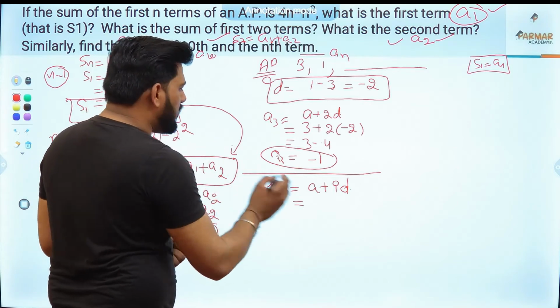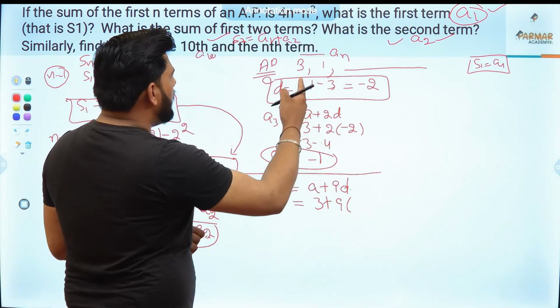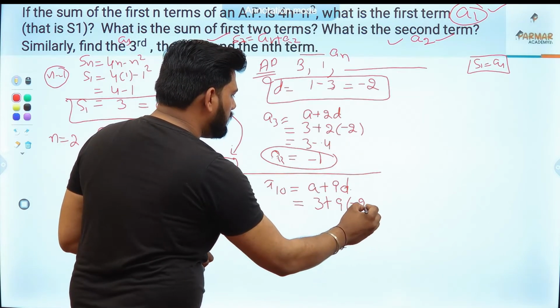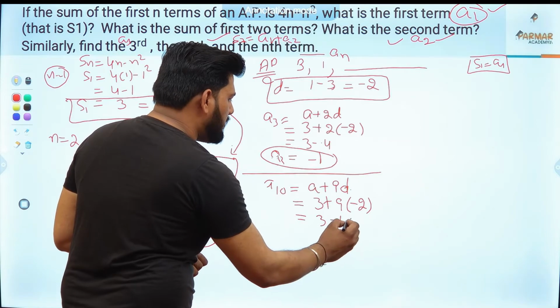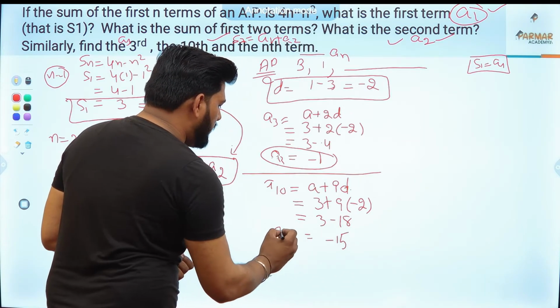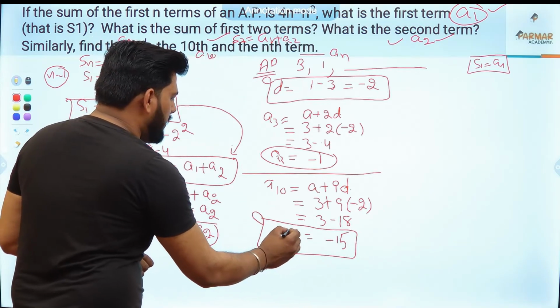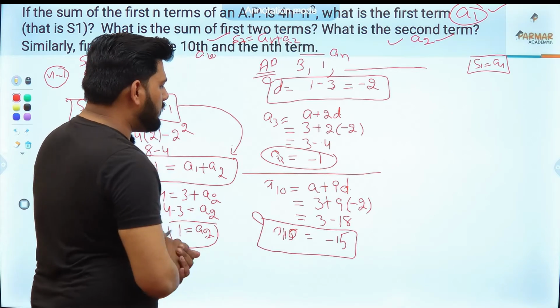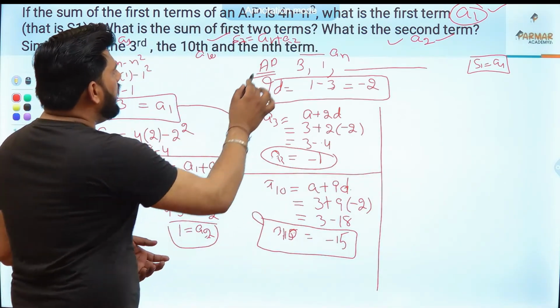A, that is the first term, is 3 plus 9, D, that is the difference, is minus 2. So that is equal to 3, 9 2s are, that is minus 18, and this is minus 15. So the 10th term of the AP series is minus 15. Now the last task is to find the nth term.